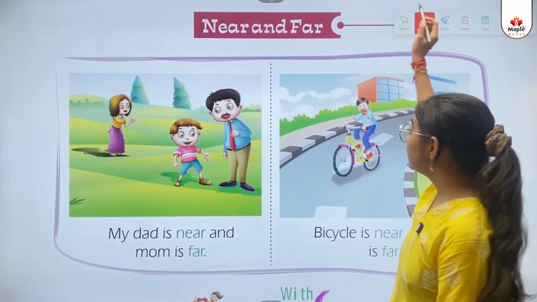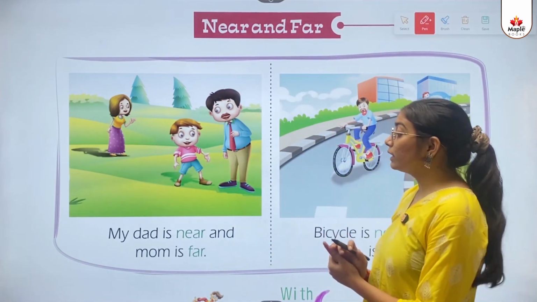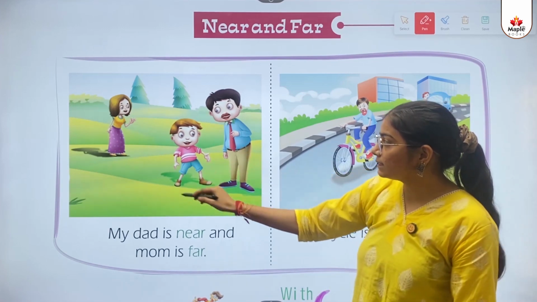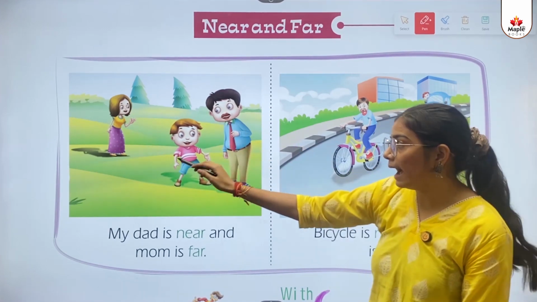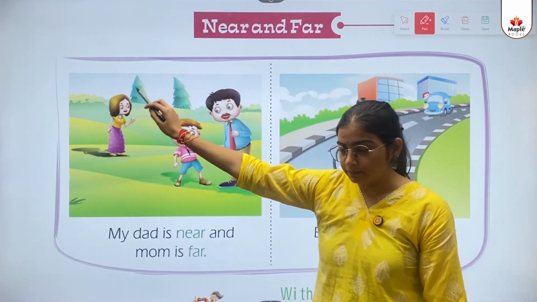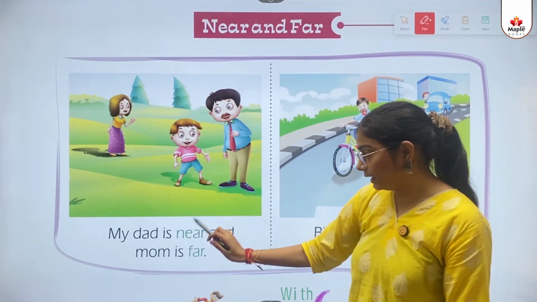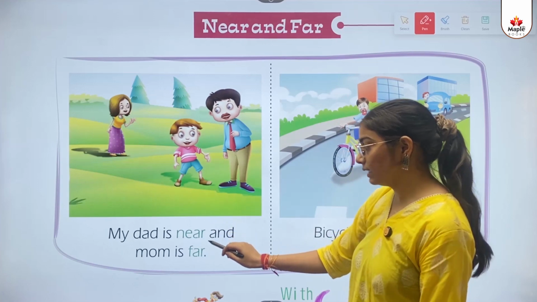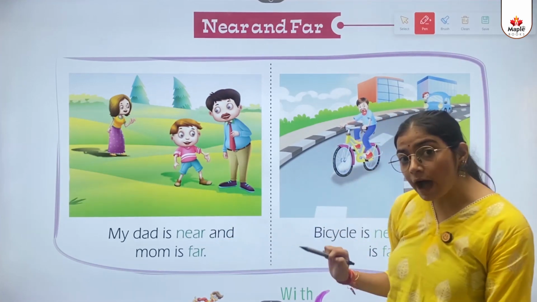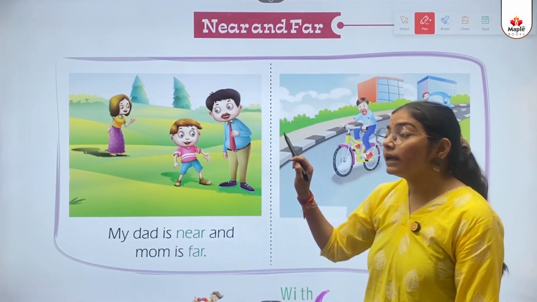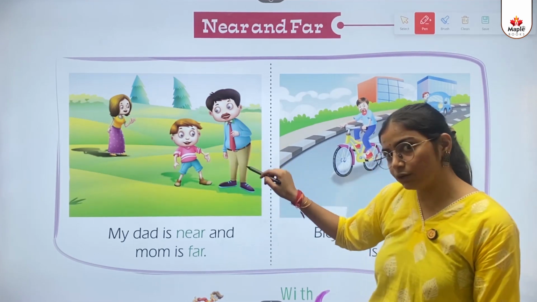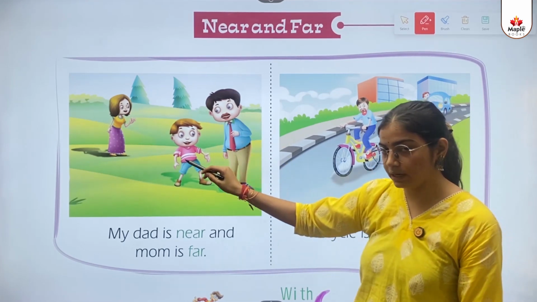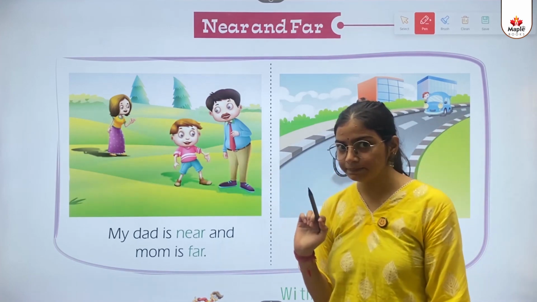So, kids, in the first picture, as you can see, a boy is standing here with his father and his mother. So, what is written here? My dad is near and mom is far. Near means in a closer distance. So, his dad is near to him and his mother is far from him.